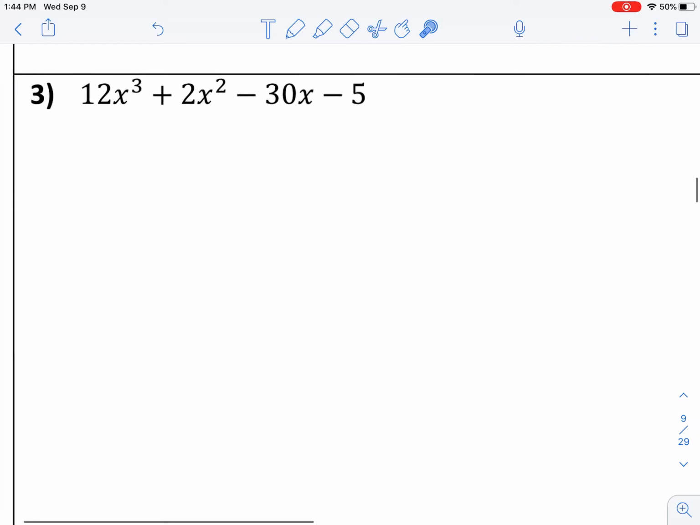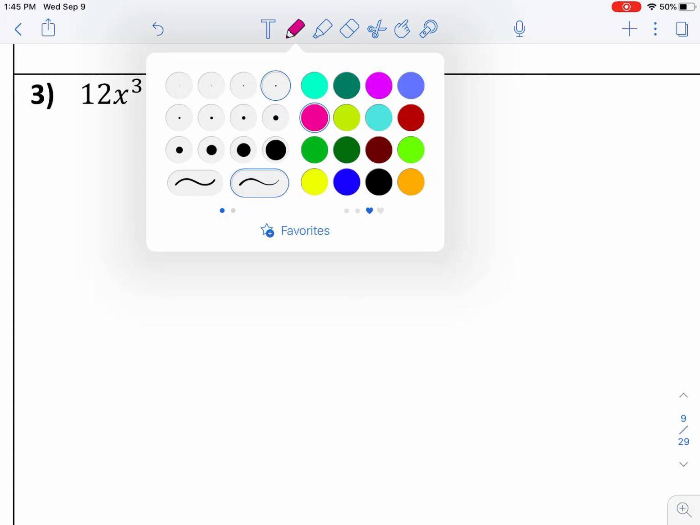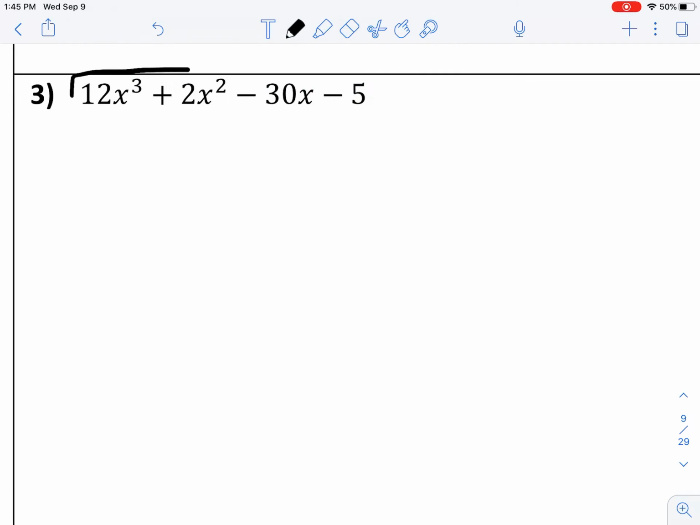Okay, so I'm just going to go through these next few questions, the rest of the notes, and get you your answers. And hopefully you are able to do these correctly on your own. So my GCF for my first group in number 3, this is my first group, 12x cubed plus 2x squared. The GCF of that is 2x squared.